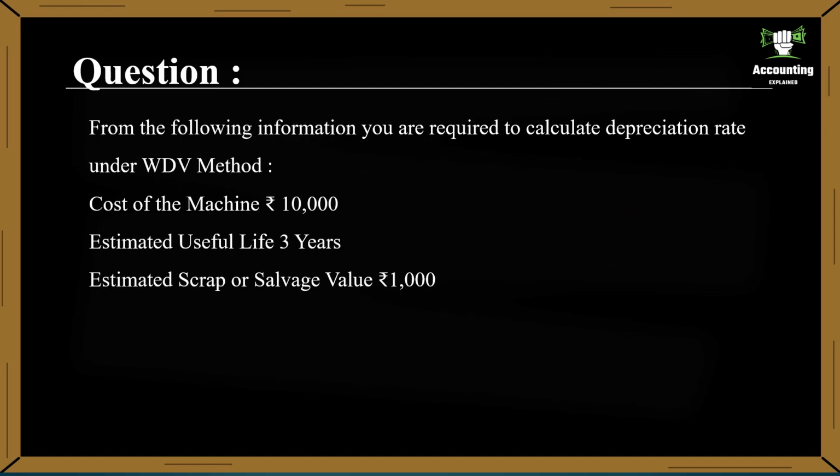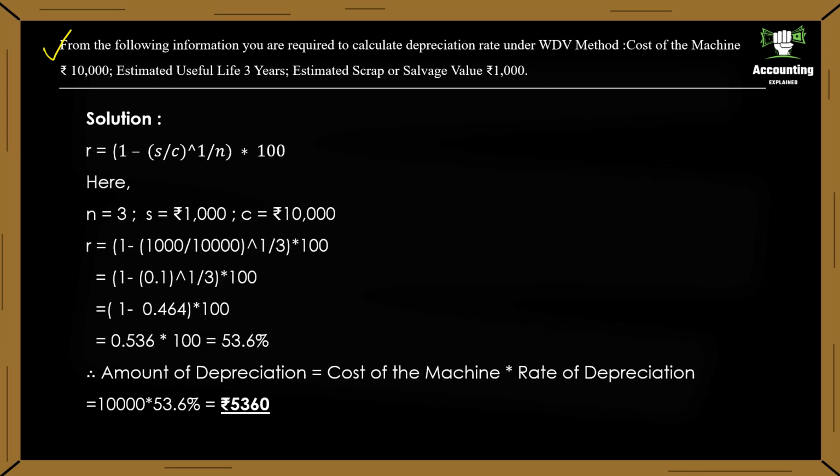Let us see a question on how to find the rate of depreciation. The question is as follows. From the following information, you are required to calculate the depreciation rate under the WDV method. Cost of the machine is 10,000, estimated useful life is 3 years and estimated scrap or salvage value is 1000. See, scrap value and salvage value are both the same. In the exam, if they give you salvage or scrap, both are the same.